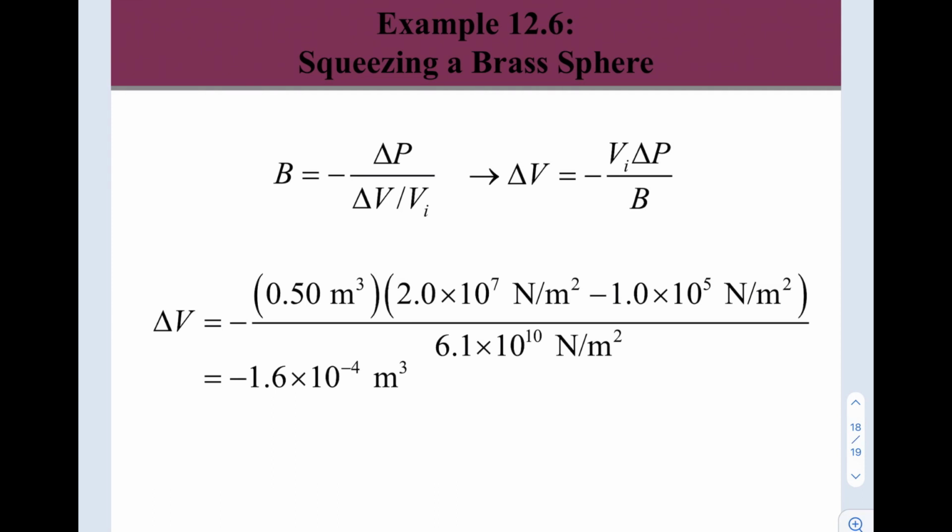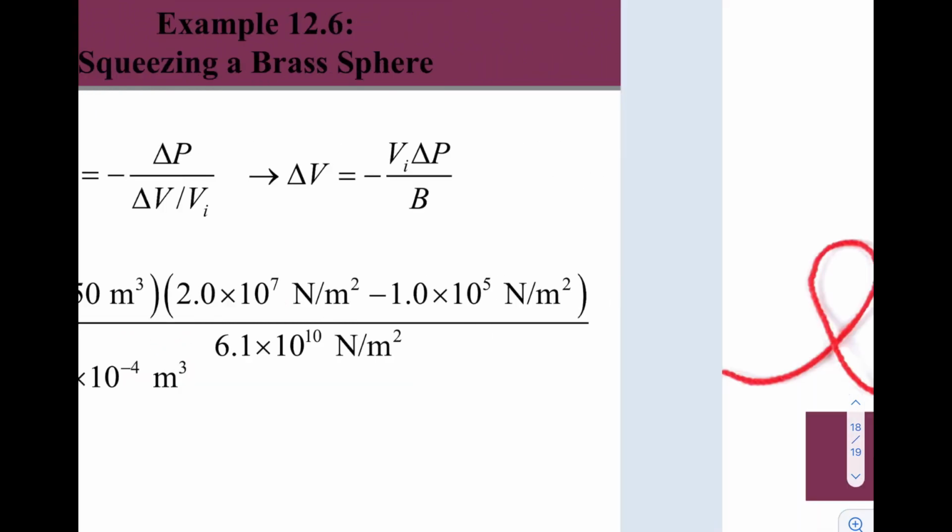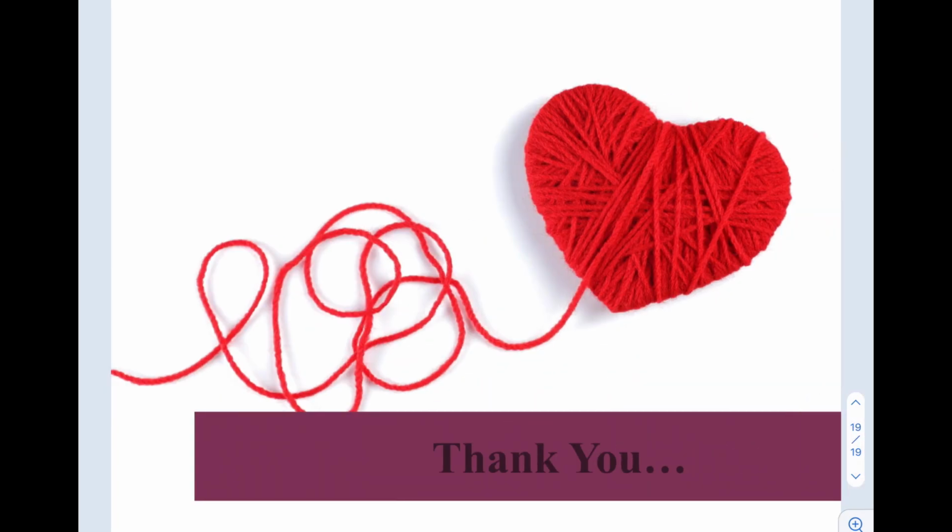So the question is asking for delta V. Based on the bulk modulus formula, which is negative delta P over delta V over V initial, we are going to rearrange the equation, so delta V is equivalent to negative V initial delta P over bulk modulus. Substitute the rest of the information given to us, then we will know that delta V is negative 1.6 times 10 to the power of negative 4 meter cubed. This is the amount of change in volume for the sphere.